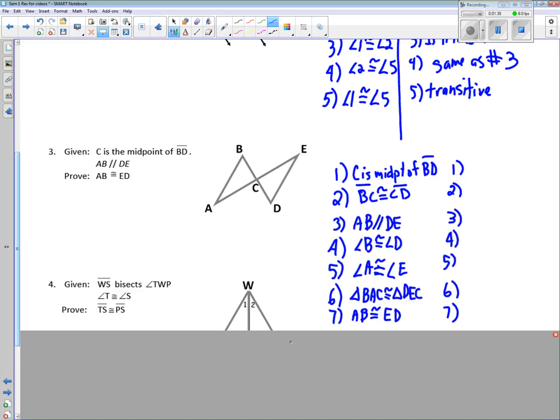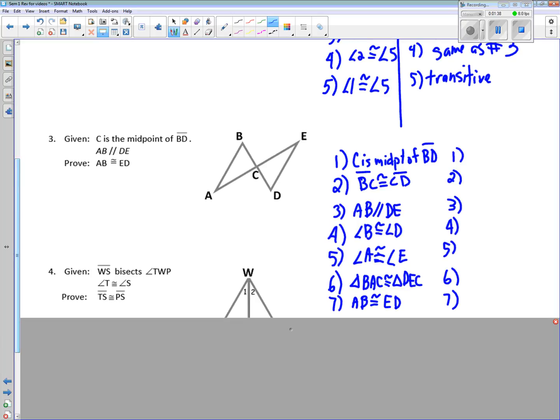For number 3, a little more involved. If C is the midpoint of BD, that makes BC congruent to CD. So if there's a midpoint, then it makes 2 congruent segments. AB is parallel to D. That was another given. So what that does is it gives me alternate interior angles that are congruent here. And it also gives me alternate interior angles over here.